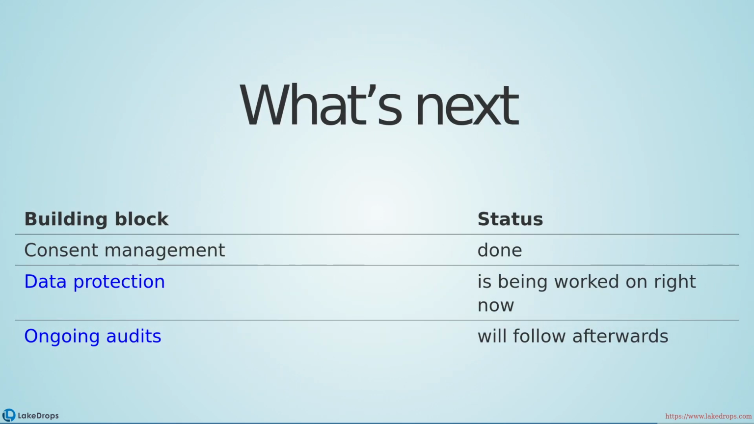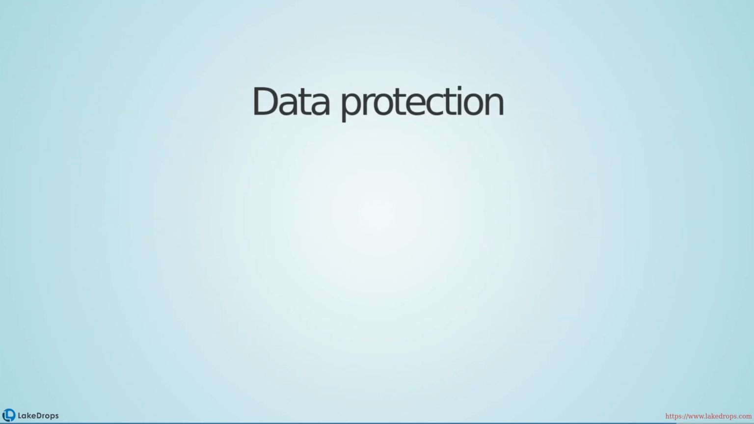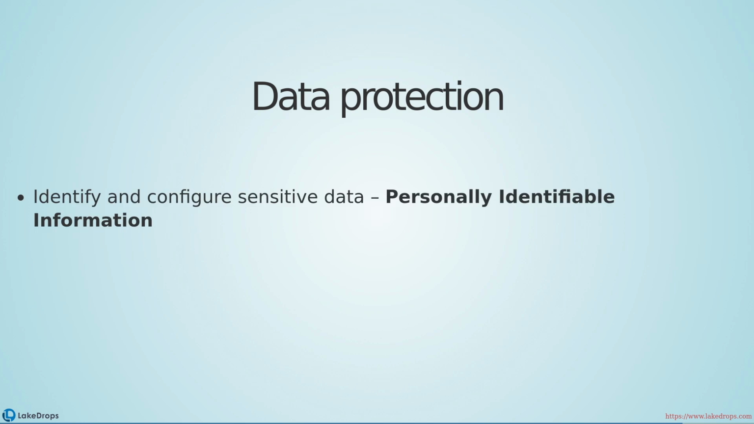So what's next? Consent management is done. That's what we already saw. Then the next step we are already working on is data protection, and that will then be followed by ongoing audits. Data protection is about identifying sensitive data, step one. If we can't identify sensitive data, we can't protect it properly.